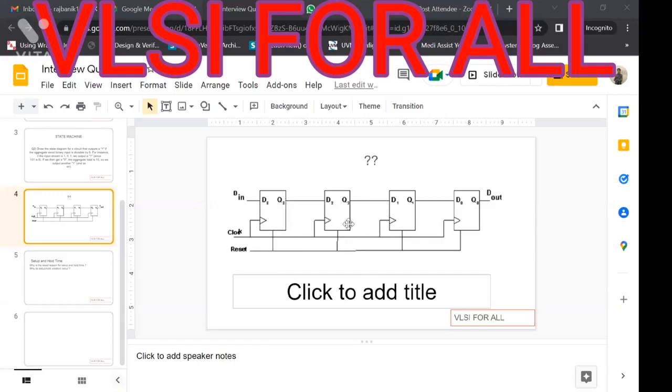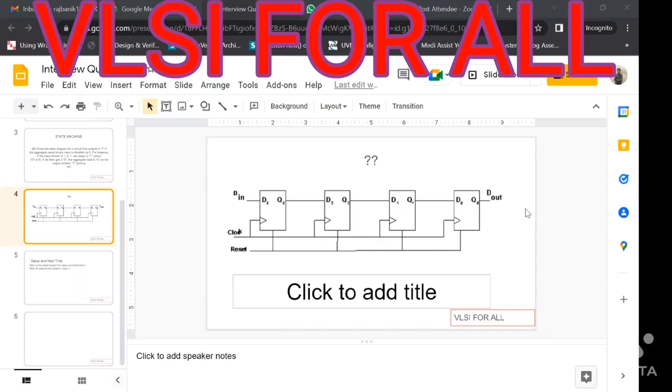These D flip-flops are working exactly fine. These wires are properly connected and everything is fine. But due to non-idealities, what non-idealities could make this circuit work in a defective way? That is, you are giving only 1 clock cycle, but you are getting this value into the output. This is undesirable. Now, is the problem clear? Yes, sir.